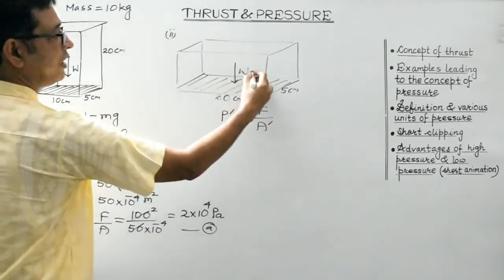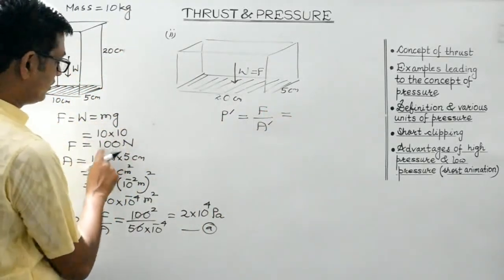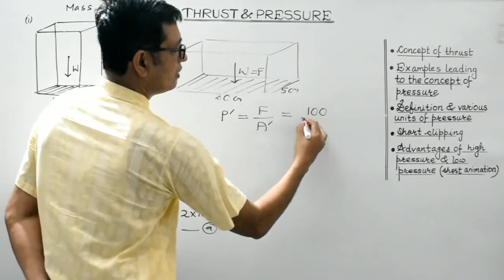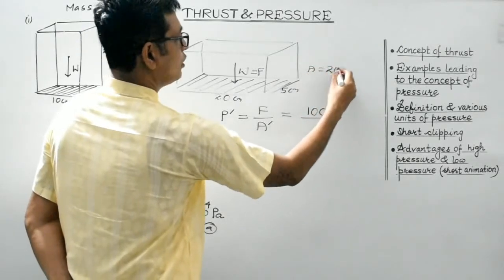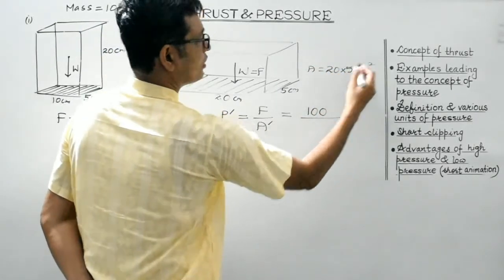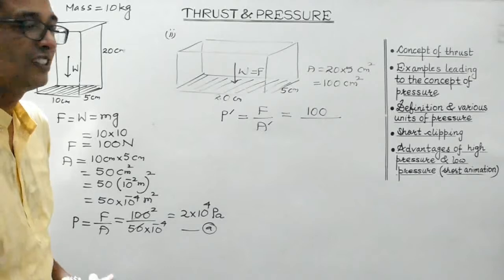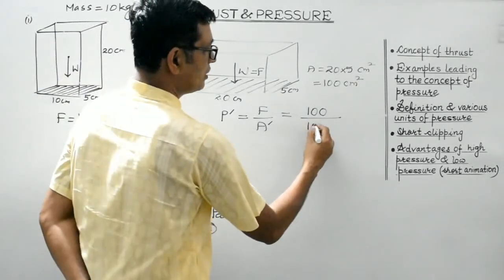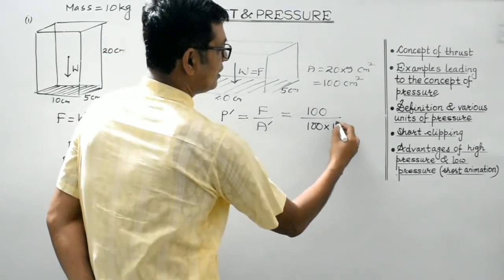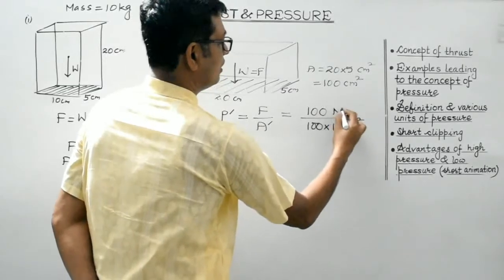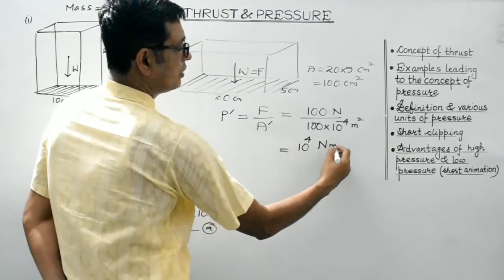Force, which is equivalent to weight, will remain the same in both the cases, right? So what is F, which is weight? It is 100 Newton. What is area? 20 into 5 centimeter square, so it will be 100 centimeter square. Isn't it, students? 1 centimeter square is 10 raised to the power minus 4 meter square. So the 100 gets cancelled and we get 10 raised to the power 4 Newton per meter square.